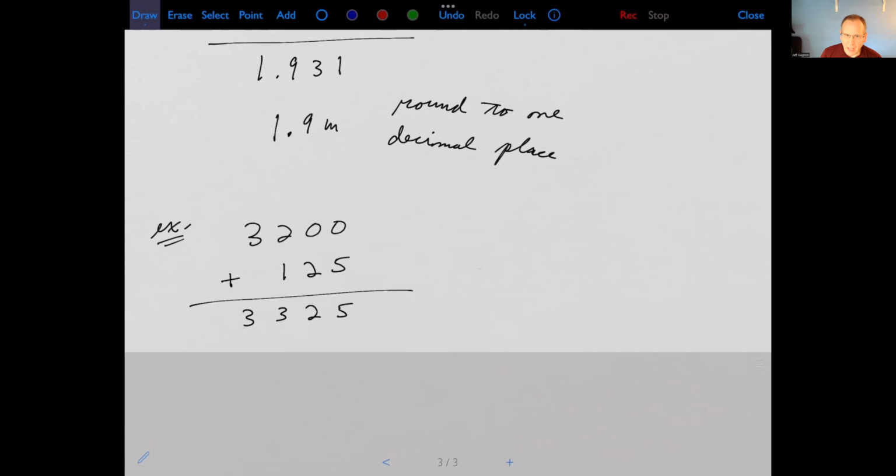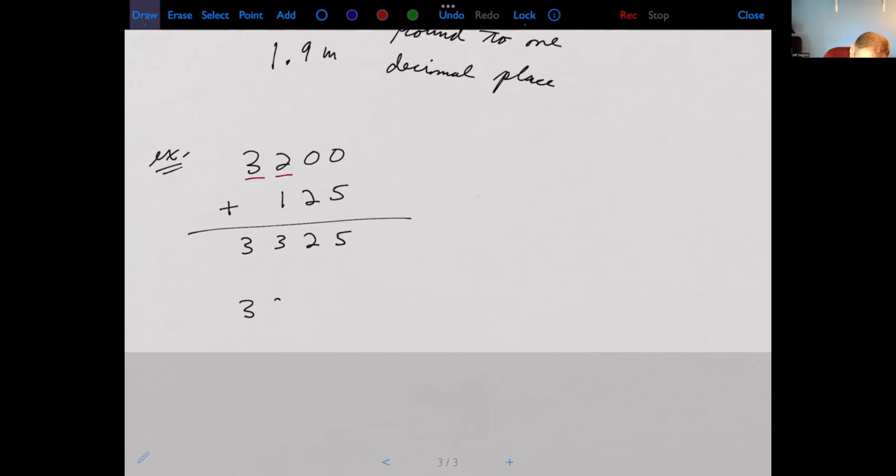Now again, this depends. If we assume that 3,200 only has 2 significant figures, because it could have 2, it could have 3, it could have 4, but let's assume it only has 2, then if you look at all these digits here, the digit that's the least significant is the 2 here. So I'd have to round to the hundreds place. In this example, this would be rounded to 3,300, and that would be the answer, because I have to round to the least significant digit.